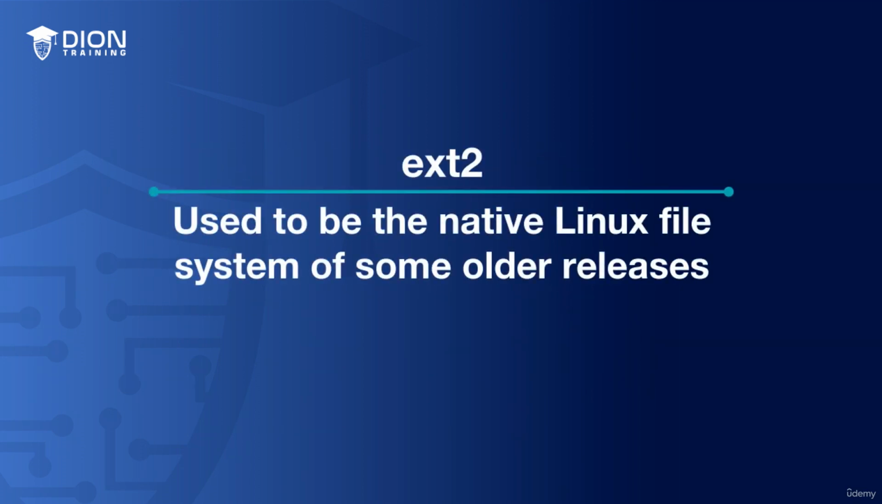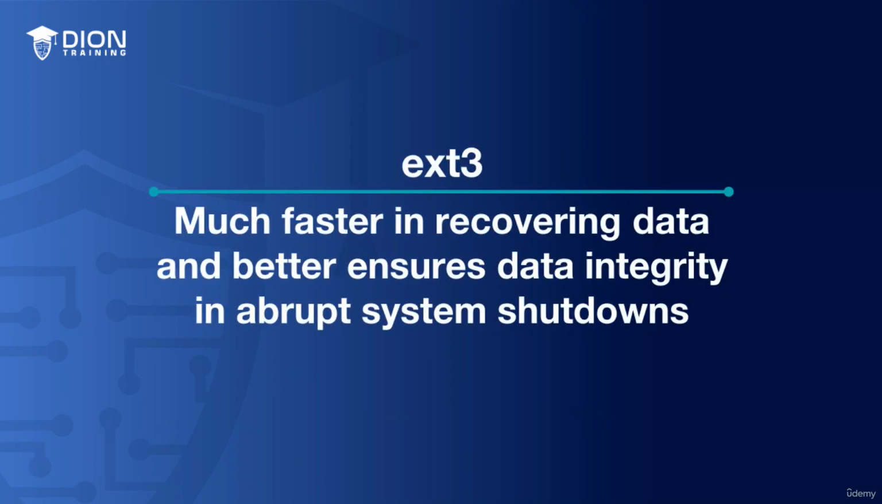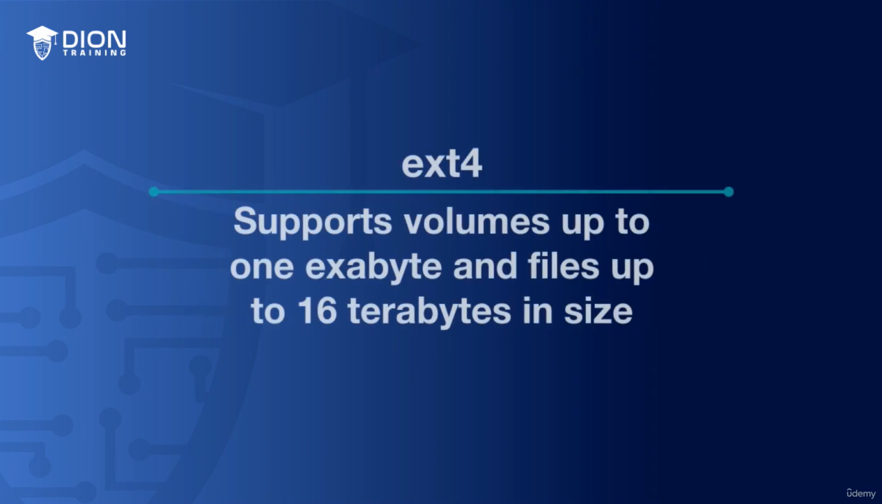ext2, on the other hand, is a native Linux file system, and it's used in some older releases, and it's still supported in your current Linux releases. ext3 is a more modern version of a native Linux file system. ext3 is much faster in recovering data, and it does a better job of ensuring data integrity in the case of abrupt system shutdowns than ext2 did. Another default file system in Linux distributions is ext4, and this supports really large volumes, up to 1 exabyte of data, and also supports file sizes of up to 16 terabytes in one file.